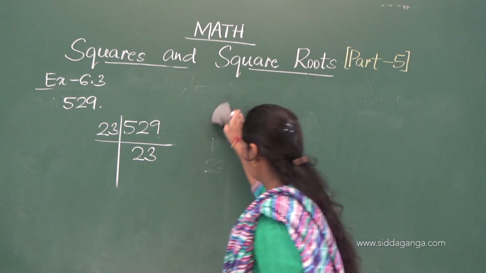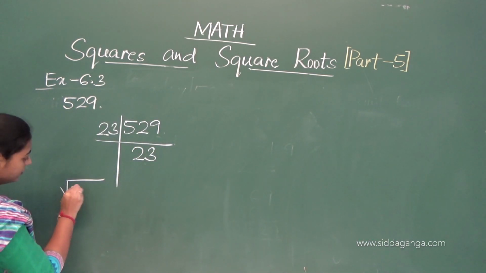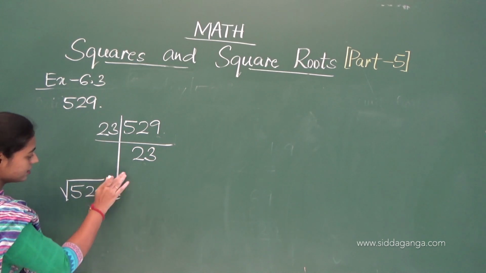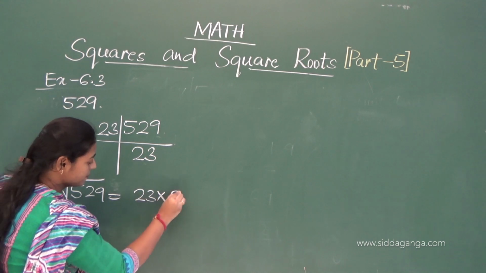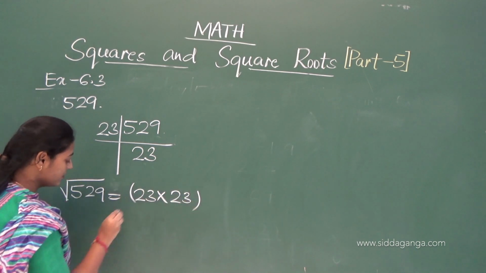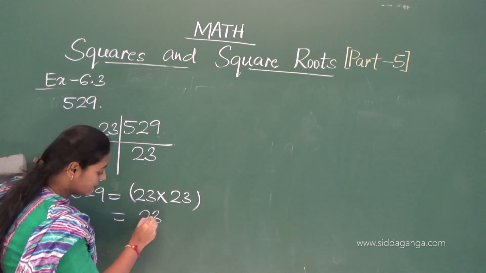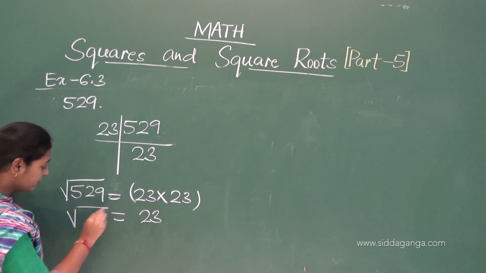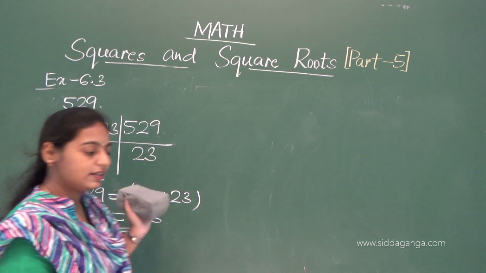So the root of 529 is equal to 23 into 23. Similar numbers are made into a pair. Take one factor from this pair, that is 23. Root of 529 is equal to 23.